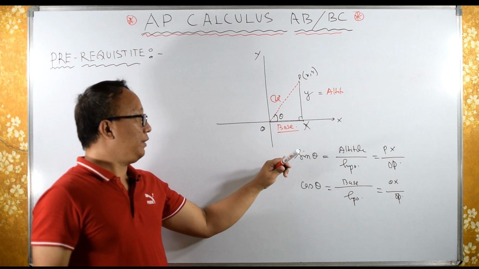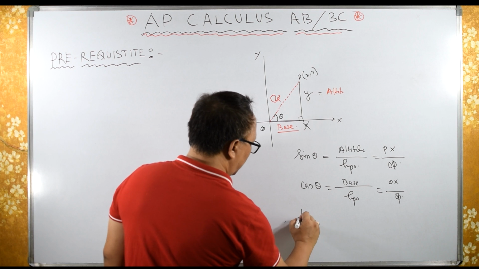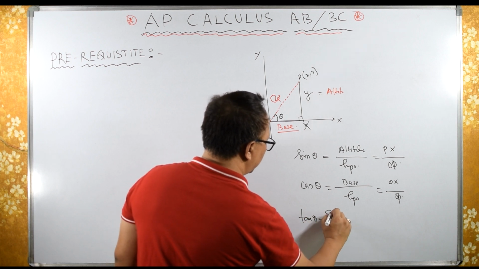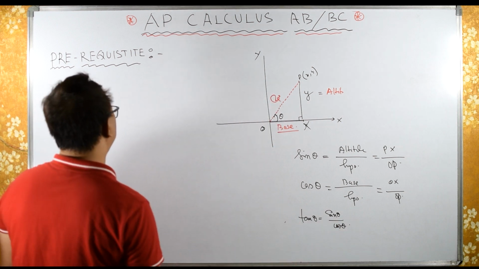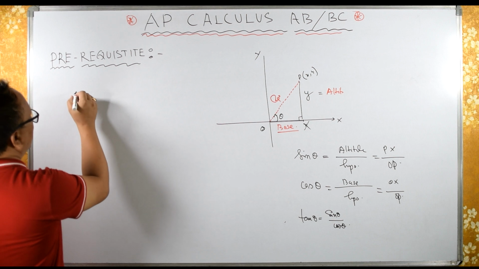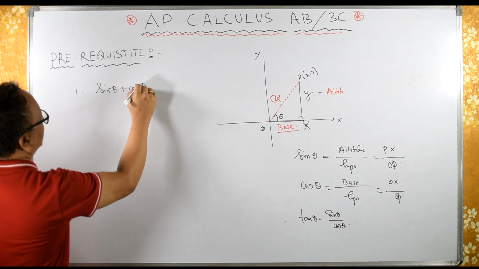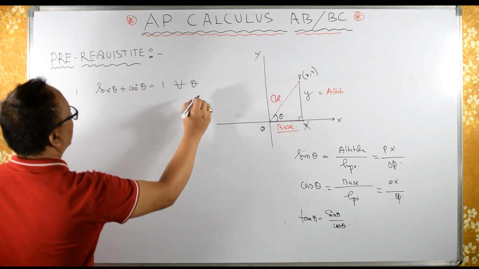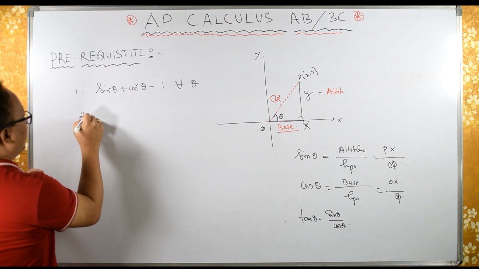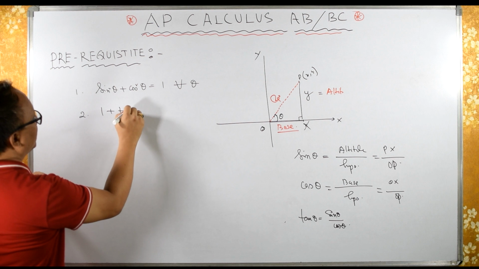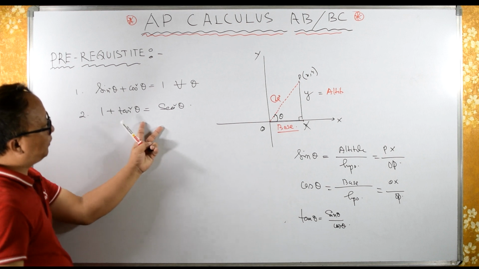Okay, now if you know sin theta and cos theta, what is tan theta? Tan theta is the same as sin theta upon cos theta. We have to remember some identities for trigonometric functions. Number 1, we have sin^2 theta plus cos^2 theta equals 1, for all theta. This identity is true. Similarly, we have 1 plus tan^2 theta equals what? Sec^2 theta. You can prove this.